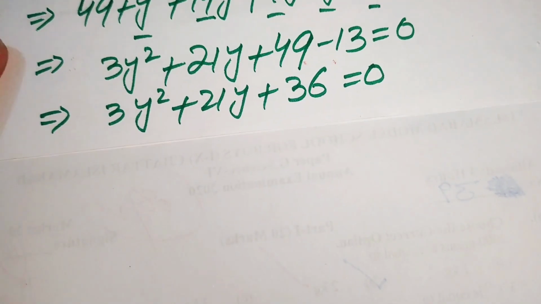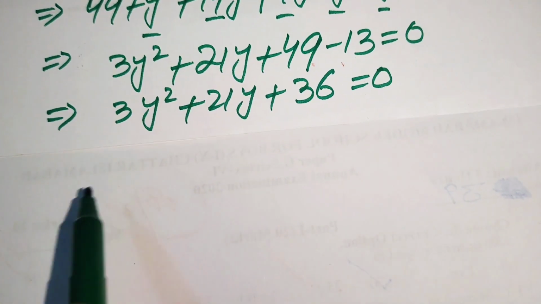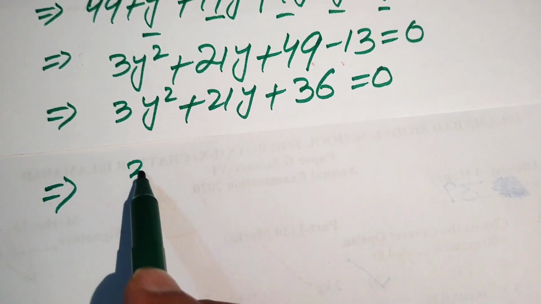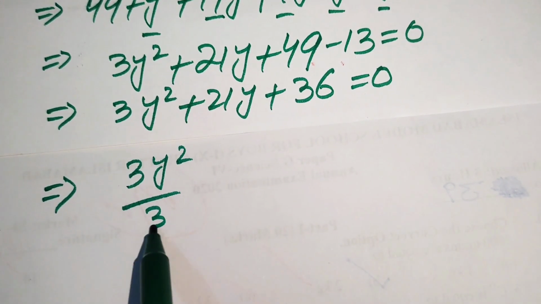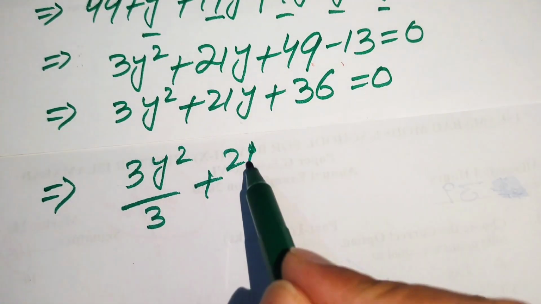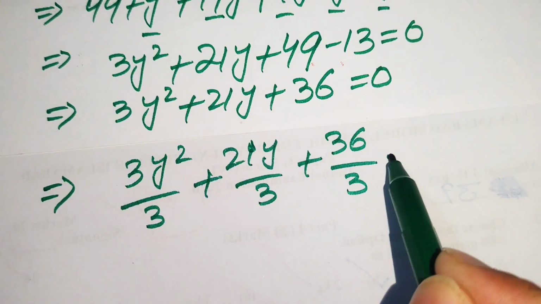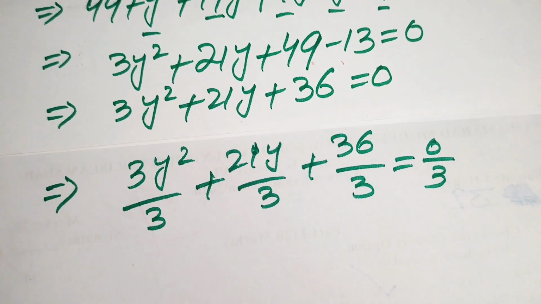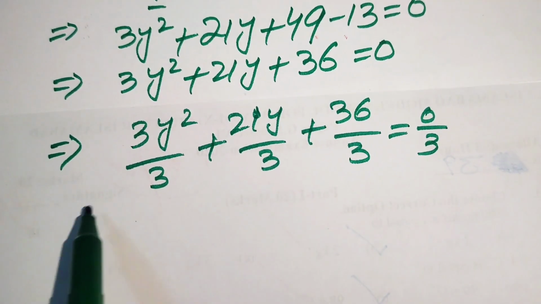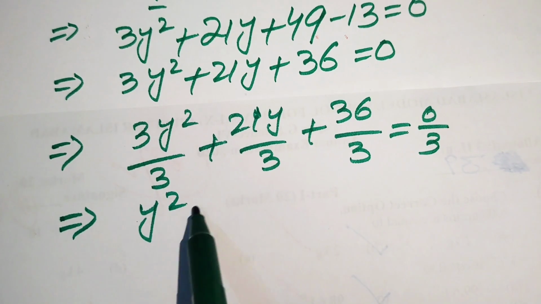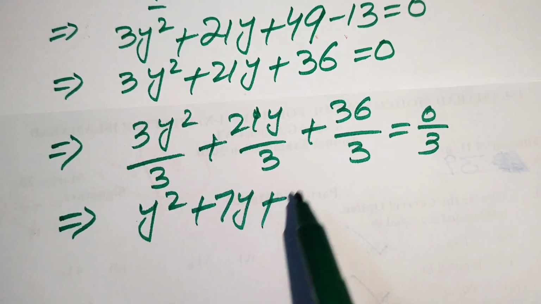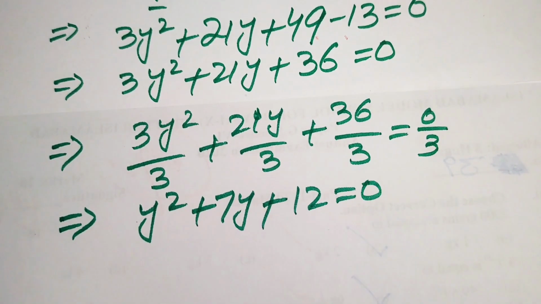Now we divide both of the sides by 3 because 3 is the common term. When we divide it by 3, it is written as 3y square over 3, 21y over 3, and 36 divided by 3 equals to 0 over 3. So here we cancel the terms and we get y square plus 7y plus 12 equals to 0.